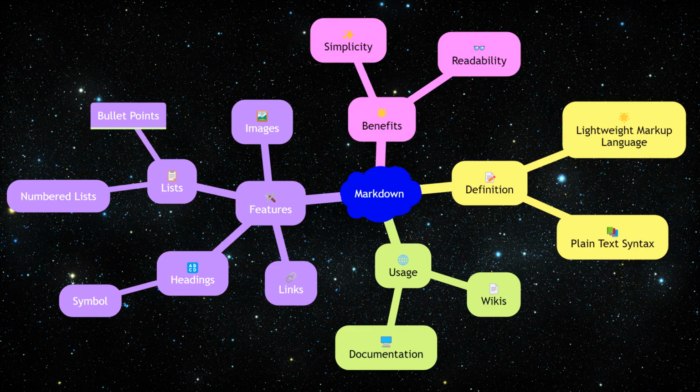Markdown is a lightweight markup language that allows you to format text using plain text syntax. It is widely used in wikis for its simplicity and readability. With Markdown, you can create headings, lists, links, images, and more. For example, to create a heading, you use the # symbol followed by the heading text. To create a list, you use a hyphen followed by the list item.